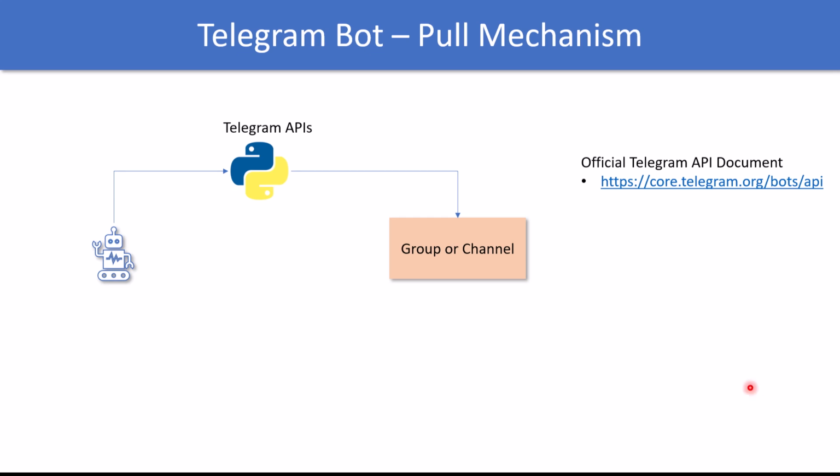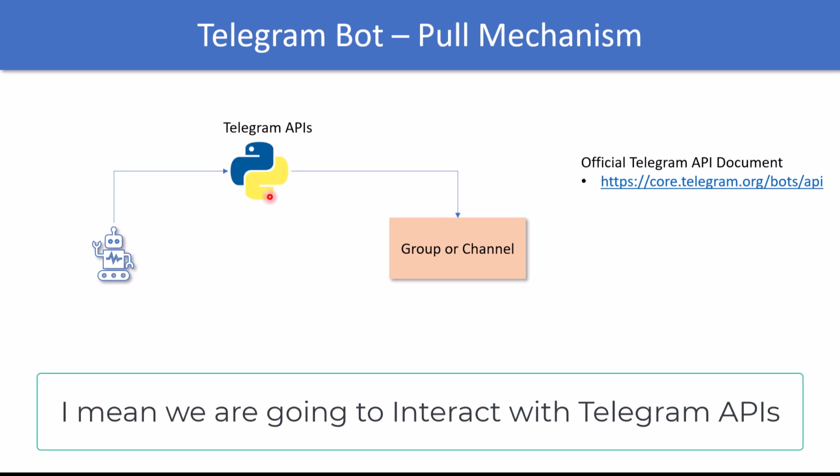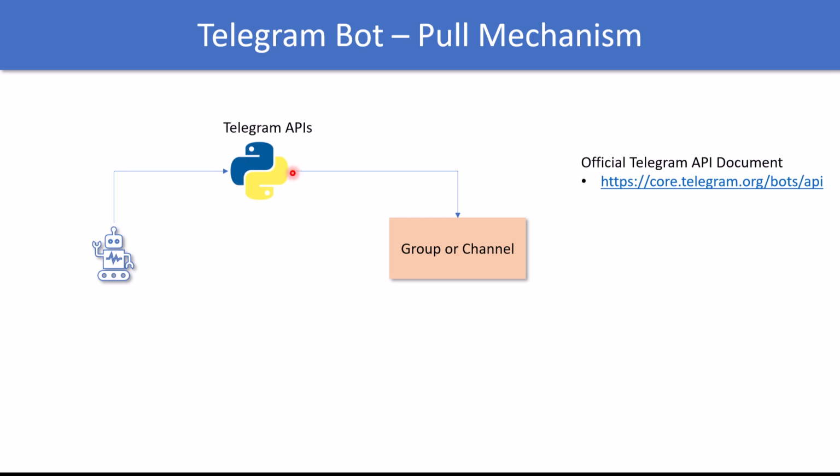First of all, let's talk about approach number one, which I'm calling the pull mechanism approach. In this one, we are going to create a Telegram API client. It can be any Python program, or you can create APIs or whatever. Then we are going to use the Telegram API to interact with the bot.